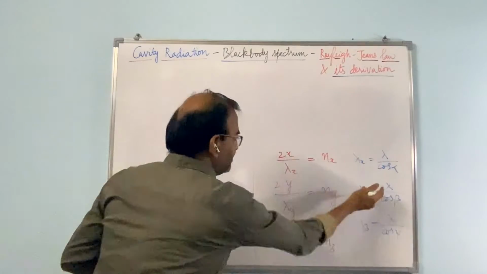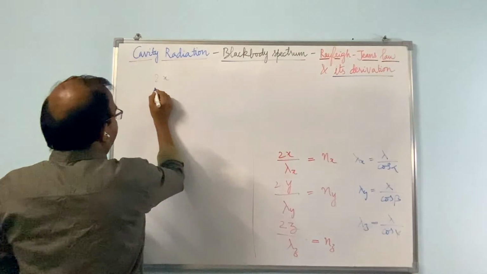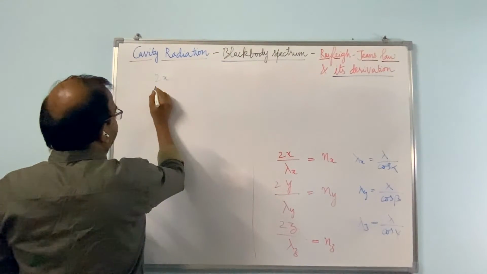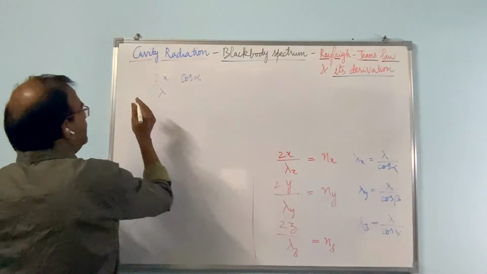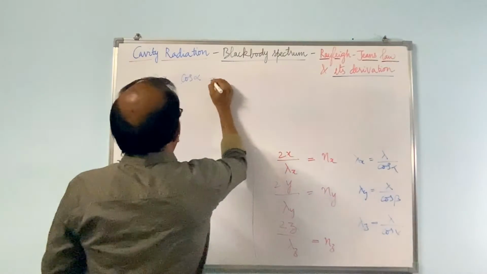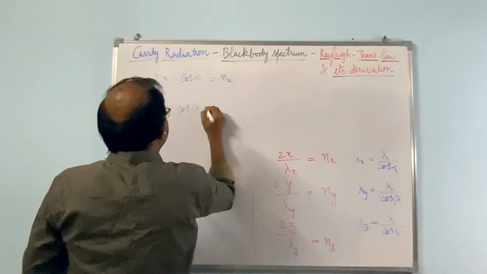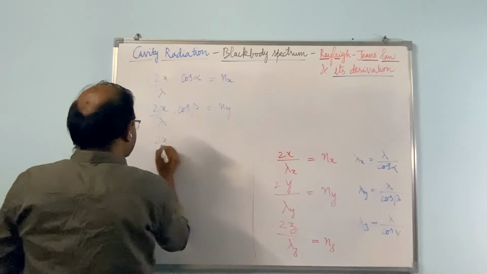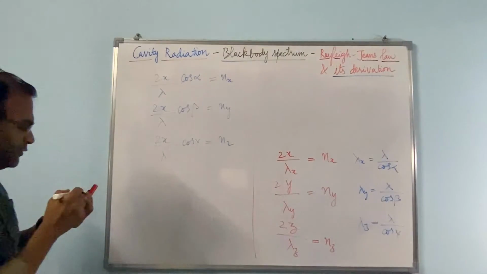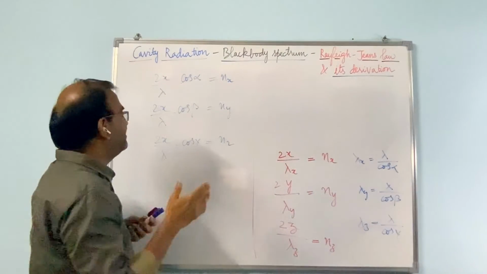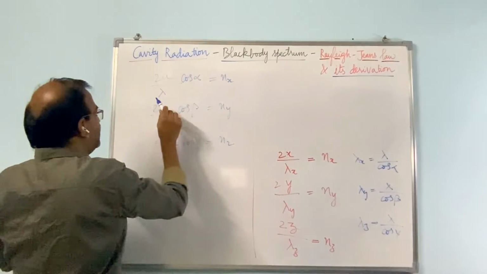Now using these three expressions here, we can write 2x over lambda cos alpha is equal to nx, 2x over lambda cos beta is equal to ny, 2x over lambda cos gamma is equal to nz, and x is equal to a, where there is definitely a node, we can write 2a instead of x there.